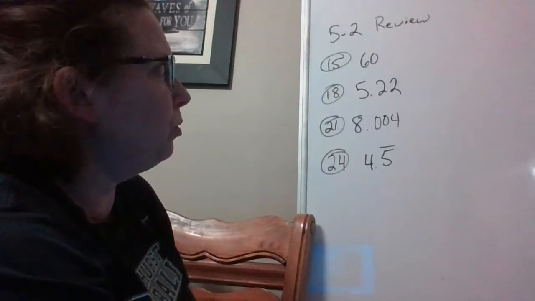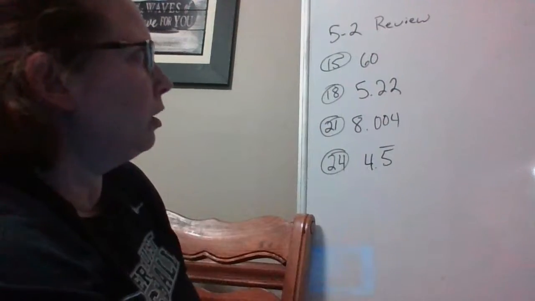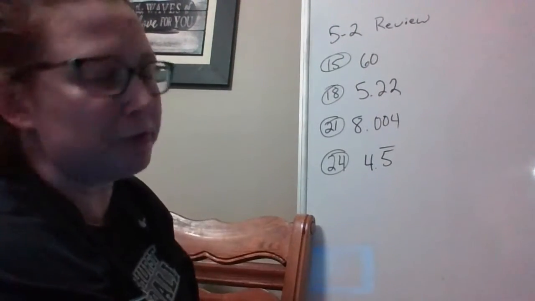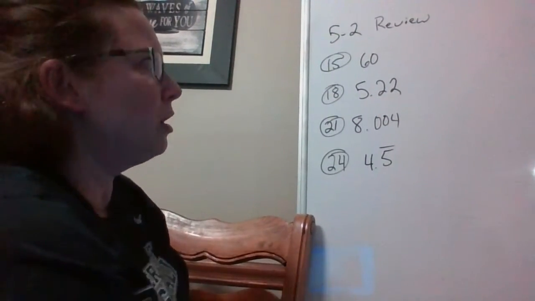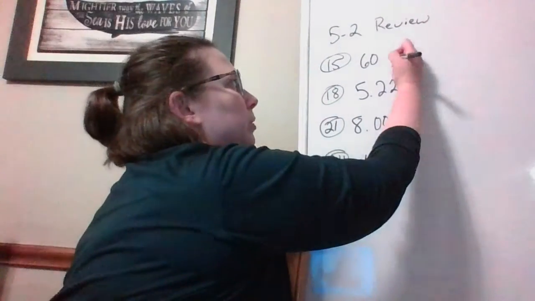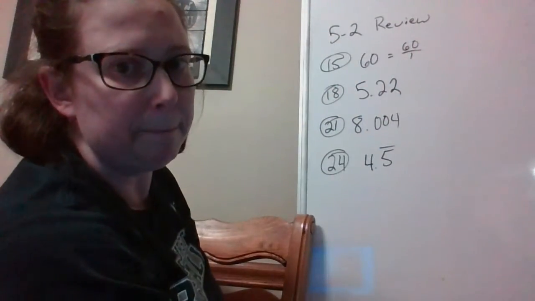All right, so here we are with 5-2, the homework review. The first problem here, number 15, we're supposed to write that as a fraction. It's a whole number, so all we need to do is take that whole number and put it over 1.